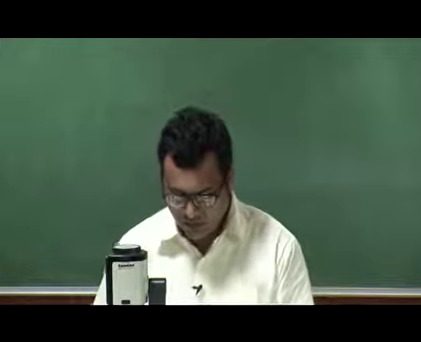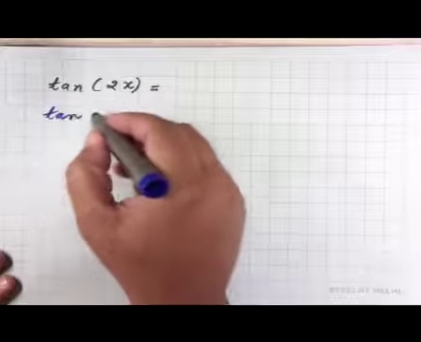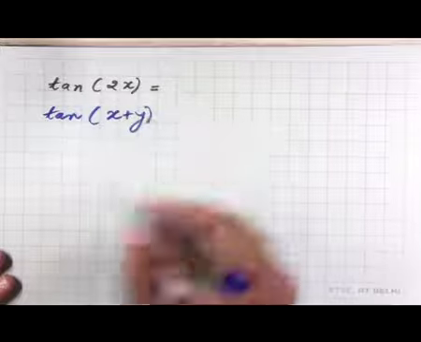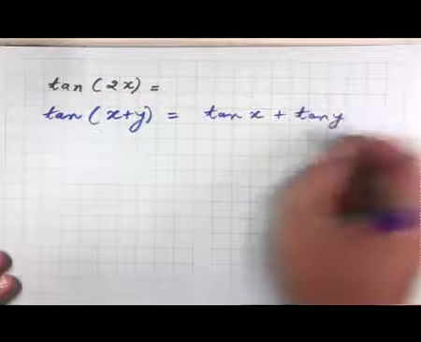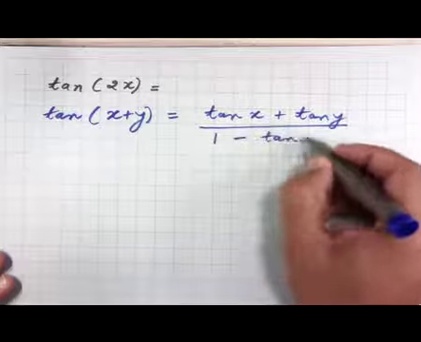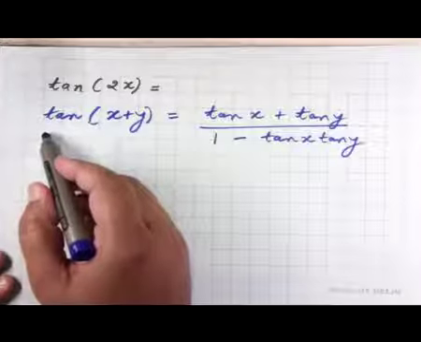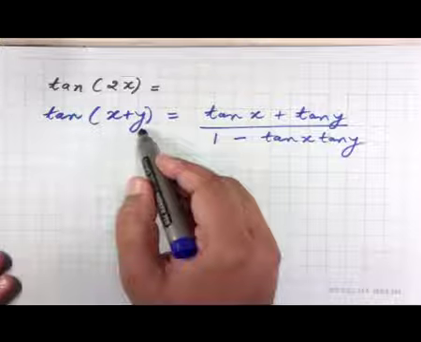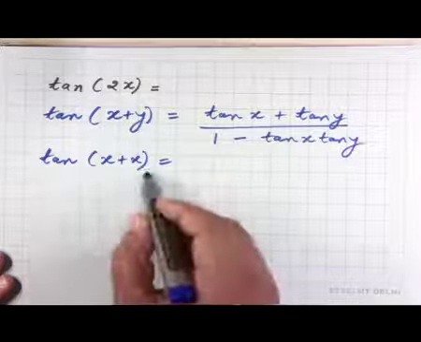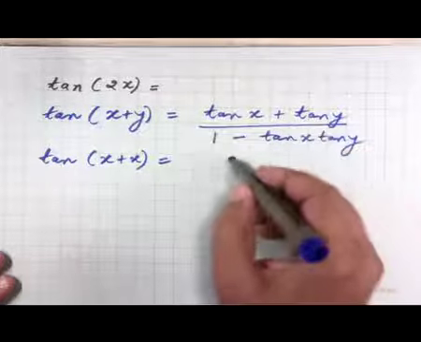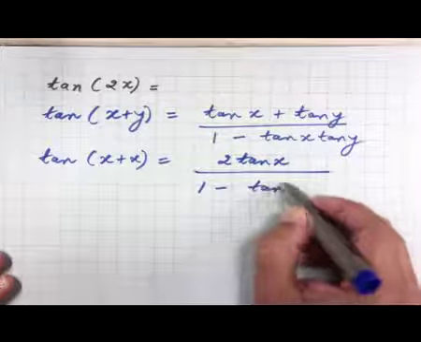Let us now compute the expression for tan 2x. From the previous slide we saw that tan of x plus y is equal to tan x plus tan y upon 1 minus tan x tan y. So, using this expression and substituting y with x, what we get is tan of x plus x, which is tan of 2x, equals tan x plus tan x, so that is 2 tan x upon 1 minus tan square x.